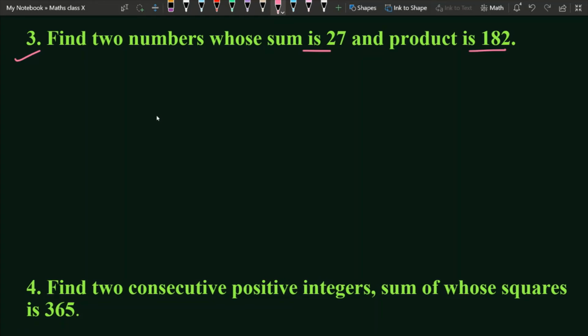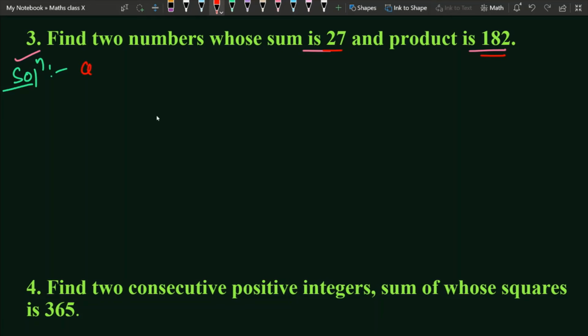This is a quadratic equation. This kind of question you have already solved in the last exercise. Ultimately, it is going to convert into a quadratic equation only. Okay, so let us solve them directly. Solution of this question. Sum of two numbers is 27 and product is 182.